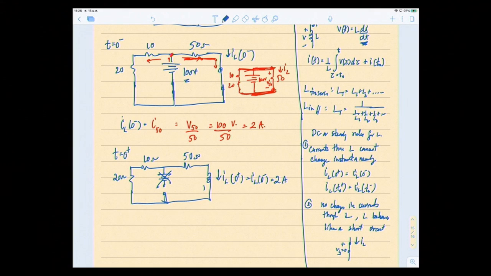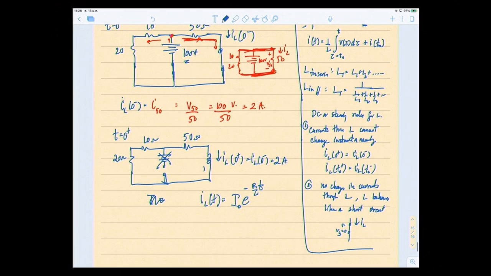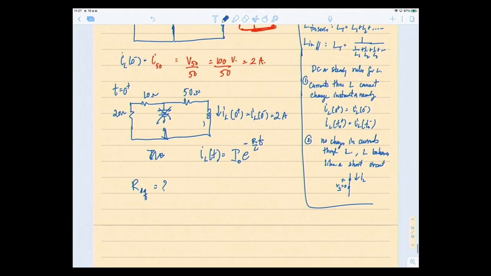So now you have RL source free. But there are 3 R's altogether, so similar to the RC, the R equivalent in RC source free. Your tau in this case, well, it's RL source free already. So you know that IL of t would be equal to I naught e to the minus R over L t, right? So therefore, what's R? But there's more than one R, so R becomes R equivalent. So what is R then?